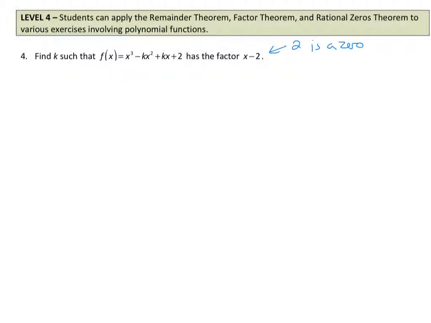If it has the factor x minus 2, that means that 2 is a 0, and it also means that the function can be divided by the factor x minus 2 with a remainder of 0. Okay, so we're going to set up synthetic division. We put the 2 in this little box, and we list the coefficients, which would be 1, negative k, positive k, and 2.